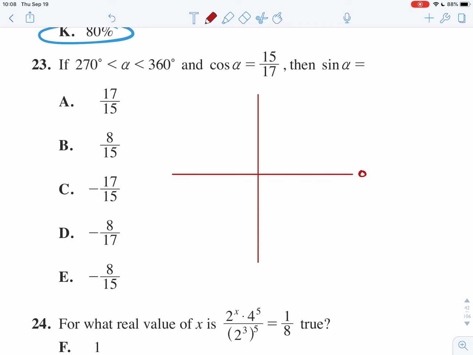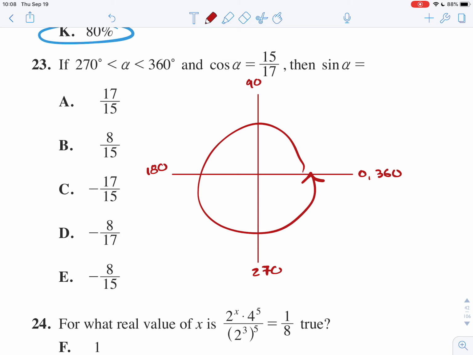That'd be as 0 degrees, 90 degrees, 180 degrees, 270 degrees. Whoops. And then back to 0, but we've made a full circle all the way around, so we're back to 360 degrees. They tell us that our angle alpha is between 270 and 360, so our terminal angle is going to be somewhere over here. It doesn't have to be precise.